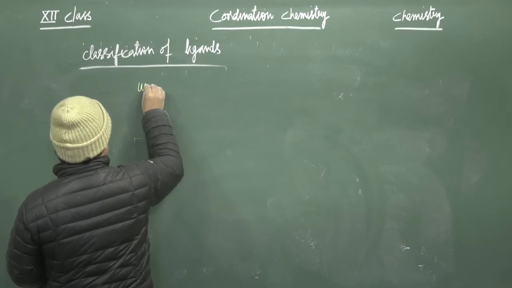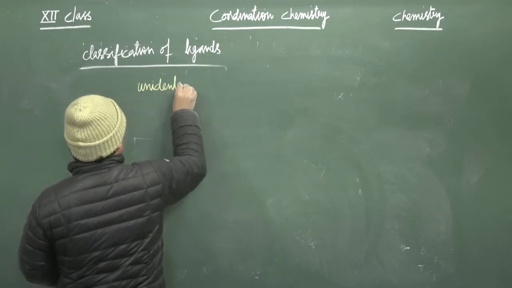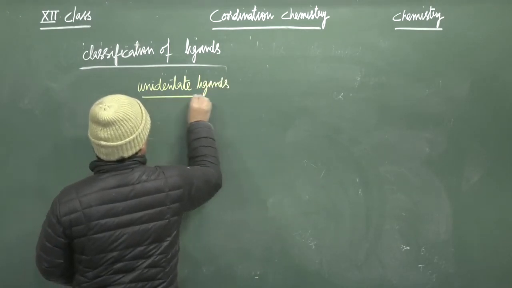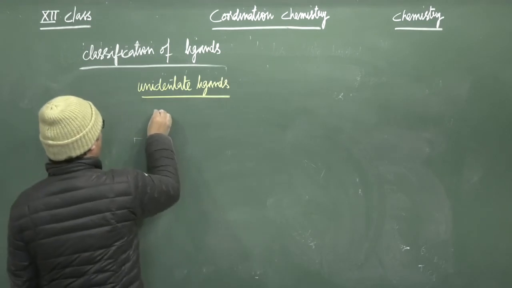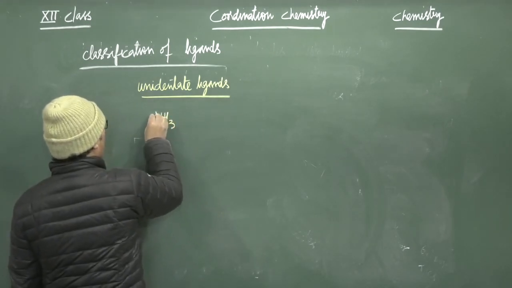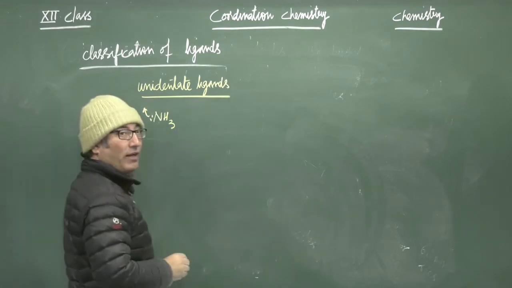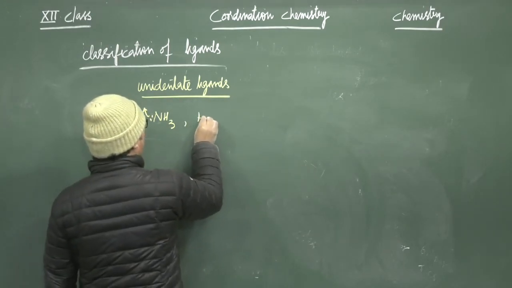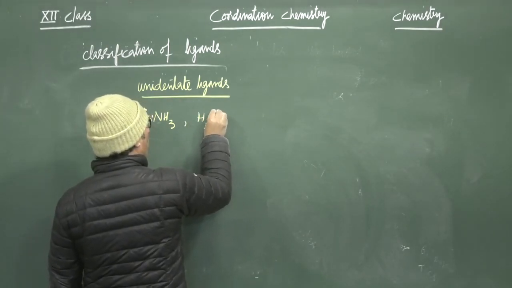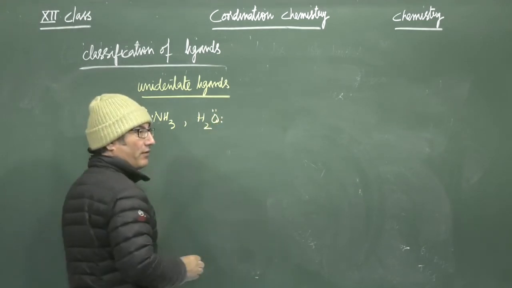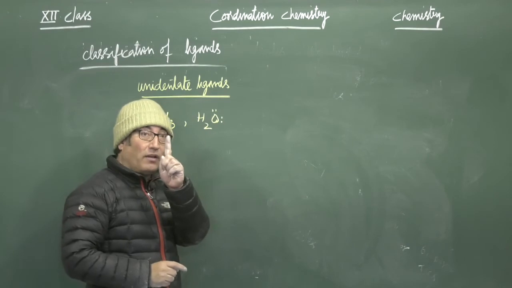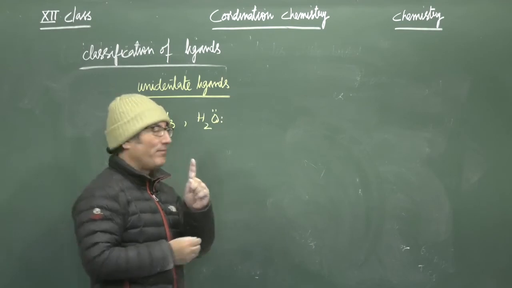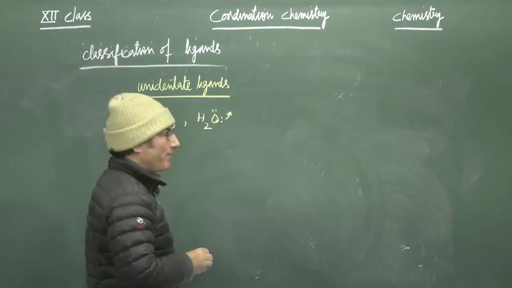Number 1, unidentate ligands. The example of unidentate is ammonia. Nitrogen is the donor atom. I'm showing the electron pair on the nitrogen. So it has one donor site. Water: its one donor site is oxygen. It has got 2 lone pairs. But since both the lone pairs are present on one donor site, when it binds with a metal, it uses only one lone pair. So it uses one, monodentate.